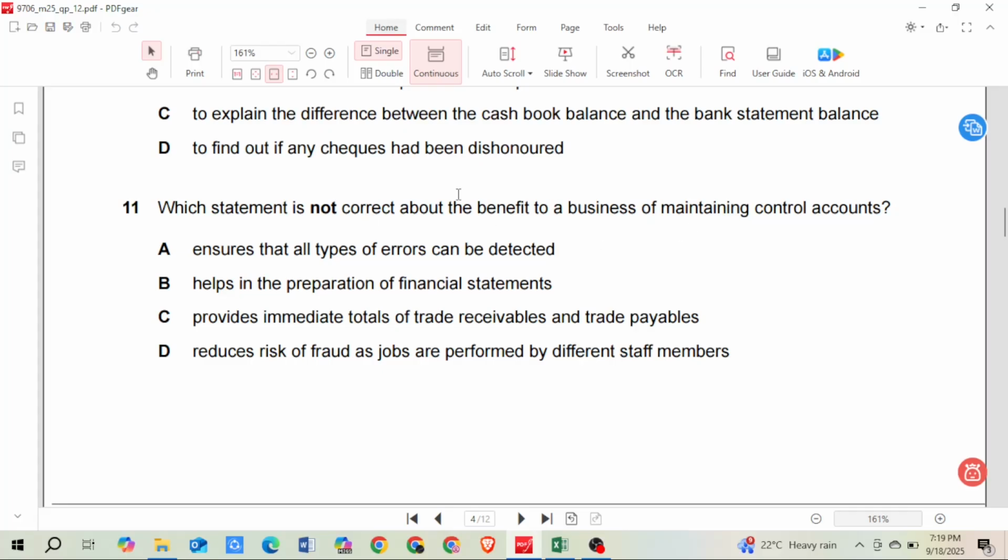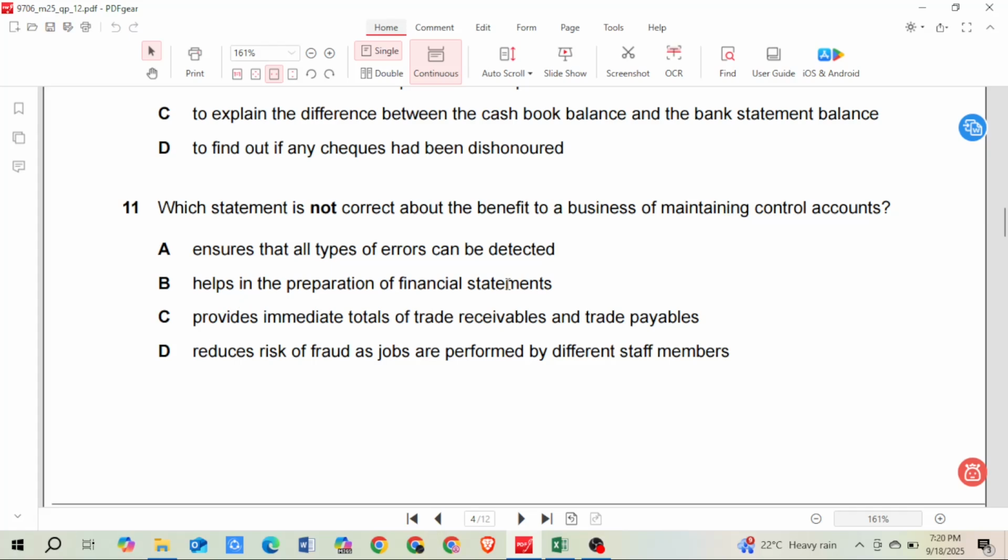Okay, so when we maintain the control account, our main idea is to identify if there are any errors or any fraud going on in the business. In order to do that, we prepare a trade receivable and trade payable control account. Here we gather all the information related to the sales and the purchases on credit, and all this information would be there in the trade receivable and trade payable account.